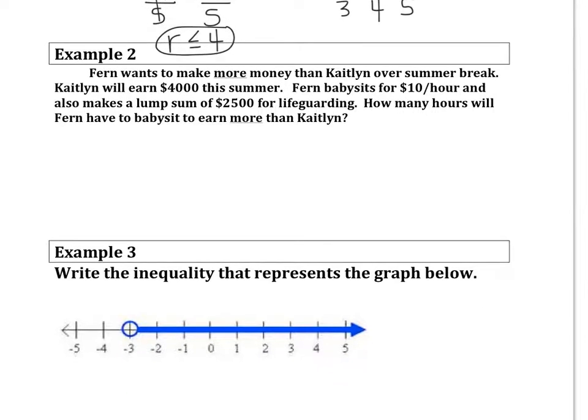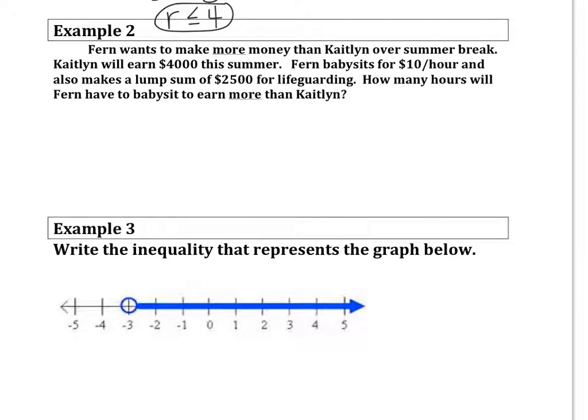In the next example, we're going to write the inequality and we're also going to graph it as well. Fern wants to make more money than Caitlin over summer break. Caitlin will earn $4,000 this summer. Fern babysits for $10 an hour and also makes a lump sum of $2,500 for lifeguarding. How many hours will Fern have to babysit to earn more than Caitlin?